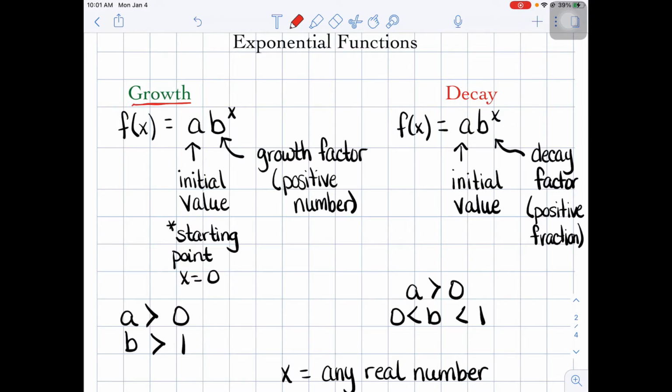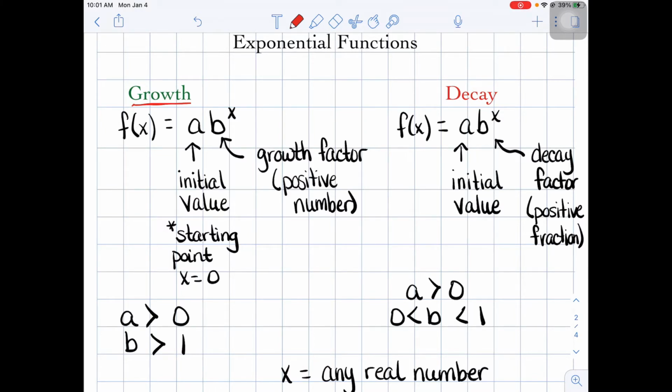Okay, so there are some rules you have to remember. A has to be greater than 0 because if we start with something, we're not starting with nothing. We're starting with something, at least 1. And then b has to be greater than 1. So it could be 1.1, 1.2, it could be 5, it could be 1,000, whatever, but it's how something is growing. It's not a negative number, it's a positive number, but it can be a fraction that is greater than 1. Now for decay, we have the same formula. Initial, a, is still initial.